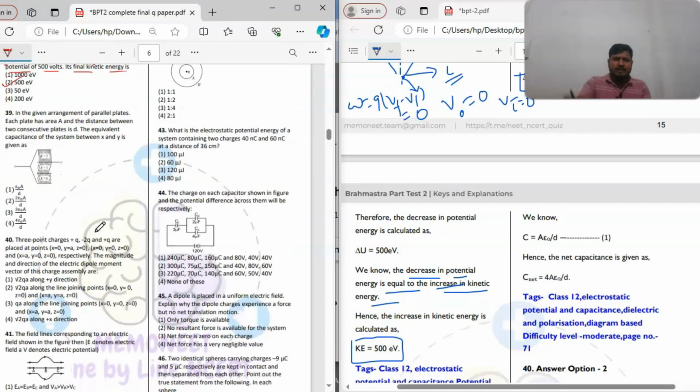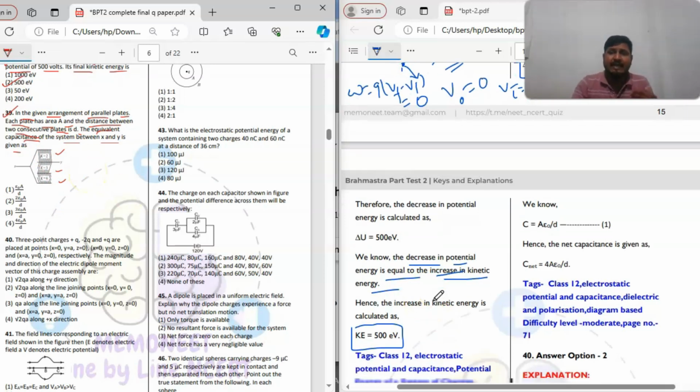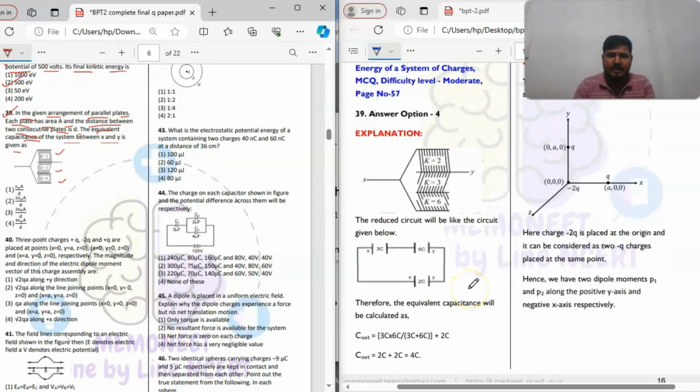Now move to the next question, that is question number 39. In the given figure, in the arrangement of parallel plates, each plate has area A and the distance between two consecutive plates is D. The equivalent capacitance of the system between X and Y is given as. This is C1, C2, C3. Three capacitors are given here. So first of all, let us rearrange this one. After rearranging, we get this one and this one.